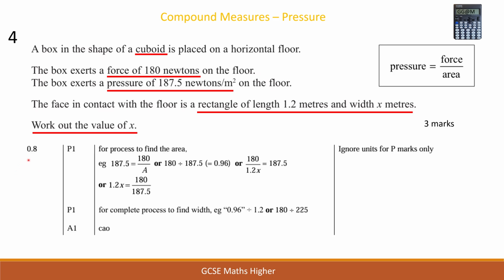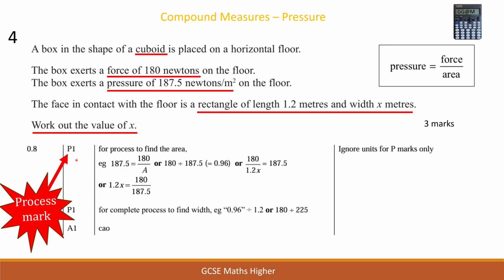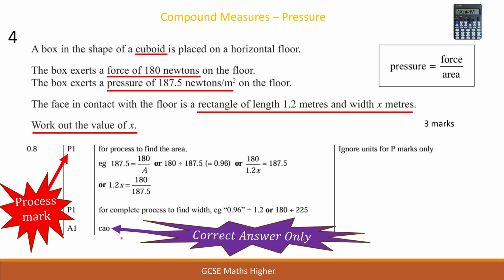So hopefully you came up with 0.8. Remember, P1 is a process mark. CAO is correct answer only. This is the method here.